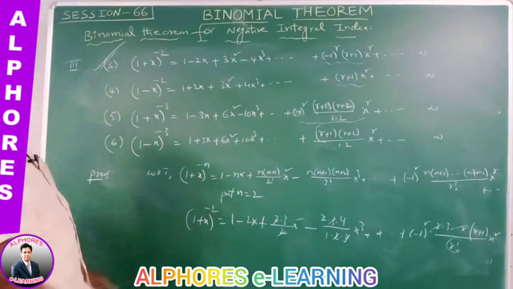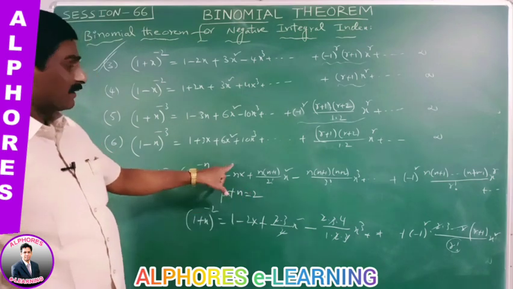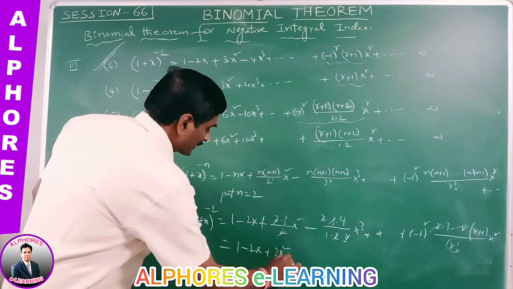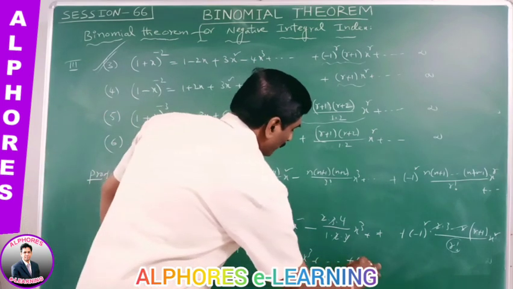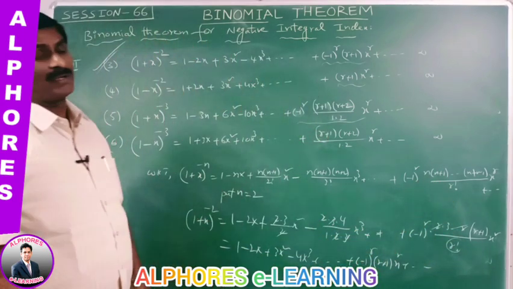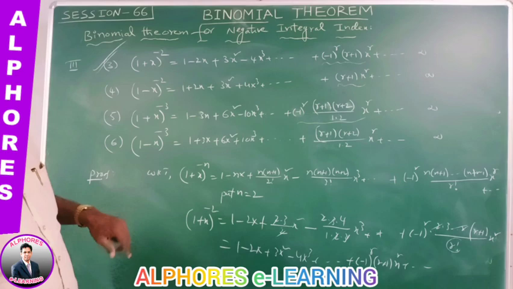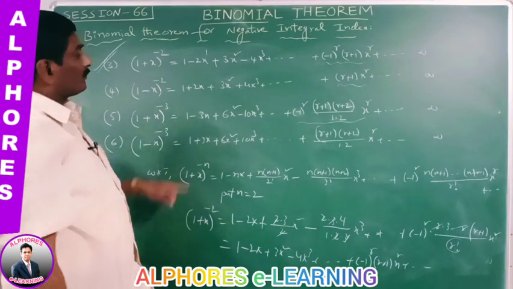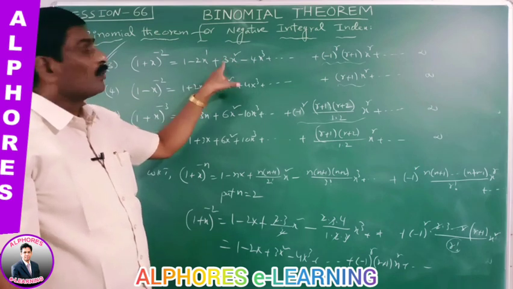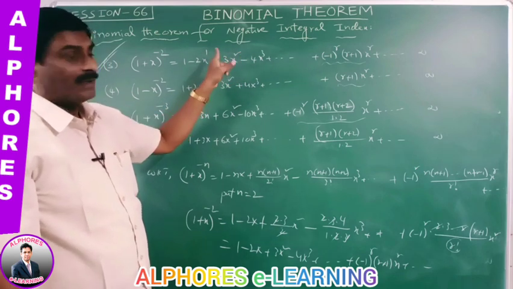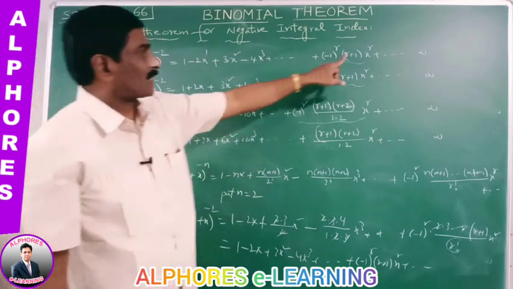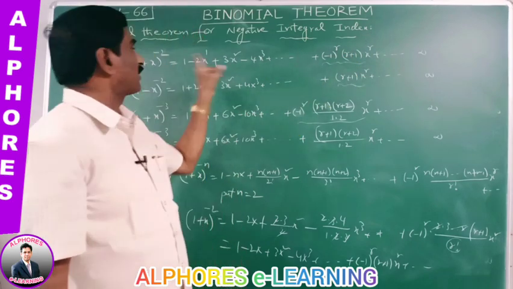Put n = 2 in equation 1, then we get this value. Please write this value: 1 - 2x + 3x² - 4x³ + ... + (-1)^r (r+1) x^r + ... infinite. Please observe these values. Here the x power is 1, then the coefficient is 2. Here x power is 2, the coefficient is 3, that is one more than the power. Here the power is r, the coefficient is r + 1. We take alternately plus and minus.